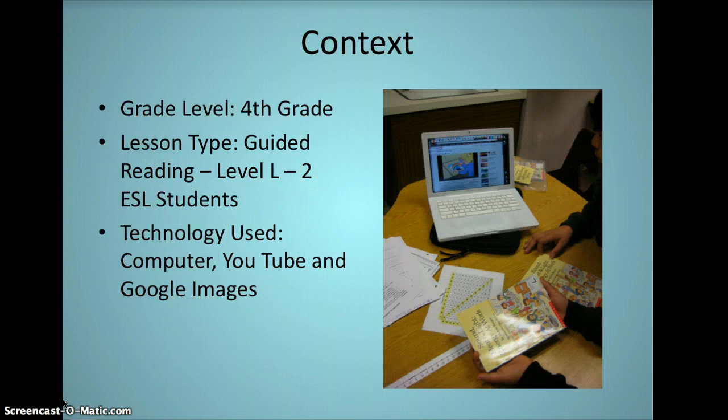It was for a 4th grade guided reading level L guided reading group, and the group consisted of 2 ESL students who are both fluent in English and Spanish. So the technology that we used was a computer, YouTube, and then in my lesson I also had Google images to show the different vocabulary words that my students would be reading in their new textbook so they could be familiar with the words and what they meant.